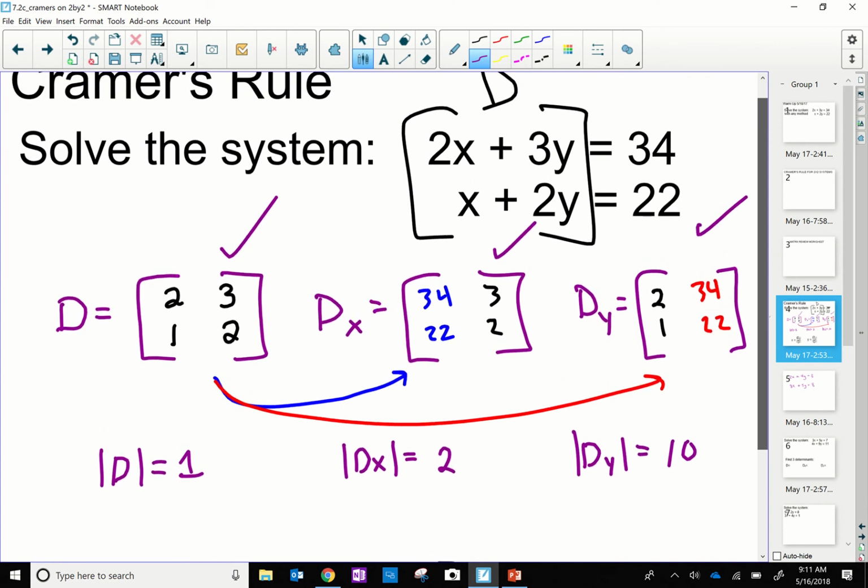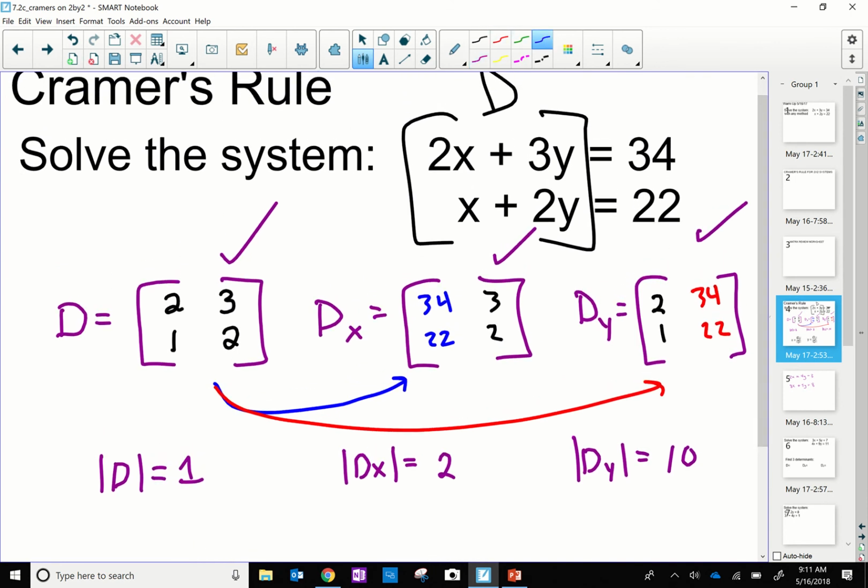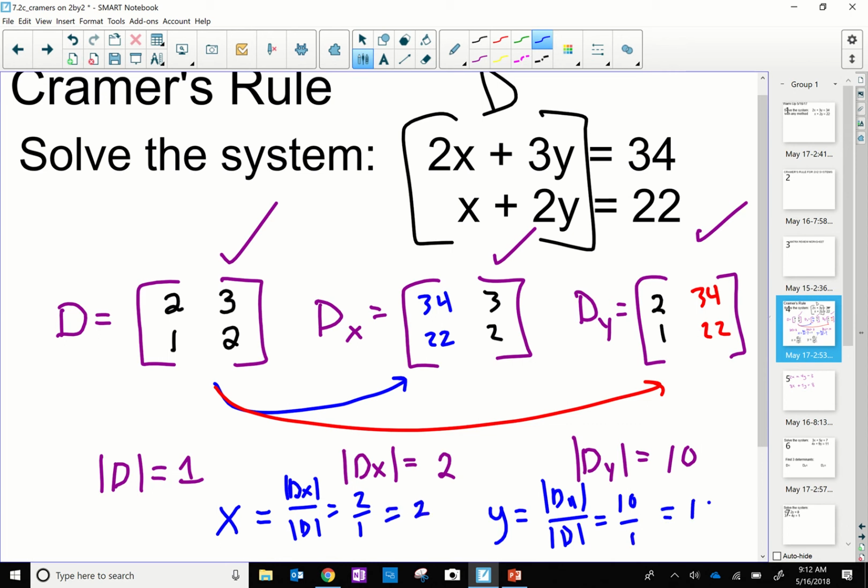And then here's how we get our solutions to the system. The solution for x is going to be the dx determinant over the d determinant, which is 2 over 1. And the solution for y will be the dy determinant divided by the d determinant, which would be 10 over 2. I'm sorry, 10 over 1. So x is 2, and y is 10.